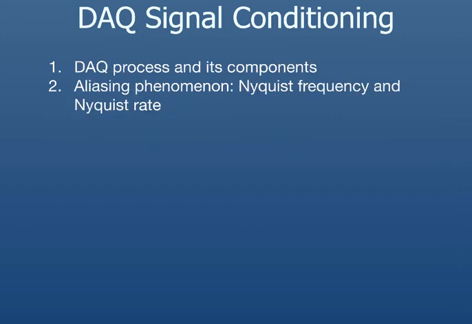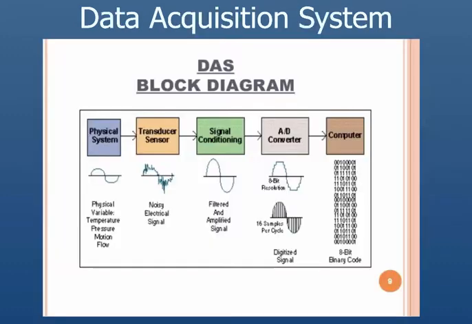With the above in mind, the following basic concepts are discussed in the current lecture: the DAQ process and its components, and the aliasing phenomenon, Nyquist frequency and Nyquist rate. You should be able to understand the basic processes that are required in transforming a sensor signal from its raw form into a form that is suitable for subsequent analysis in a digital computer.